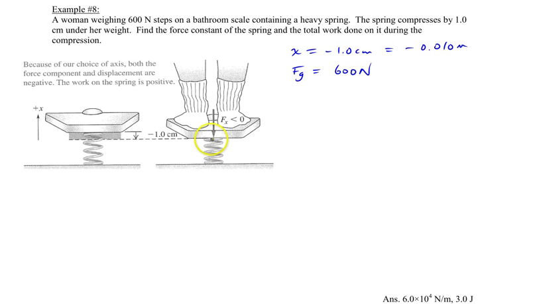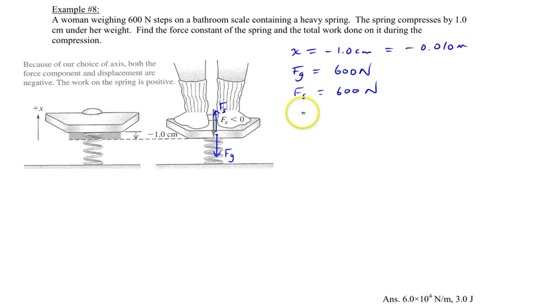And so if you look at this object here, the top surface of the spring scale, we have really two forces acting on it. There would be the force of gravity of 600 newtons downwards, and then we have the spring scale acting in the opposite direction of 600 newtons. Both of these forces would be equal to each other because everything is in equilibrium.